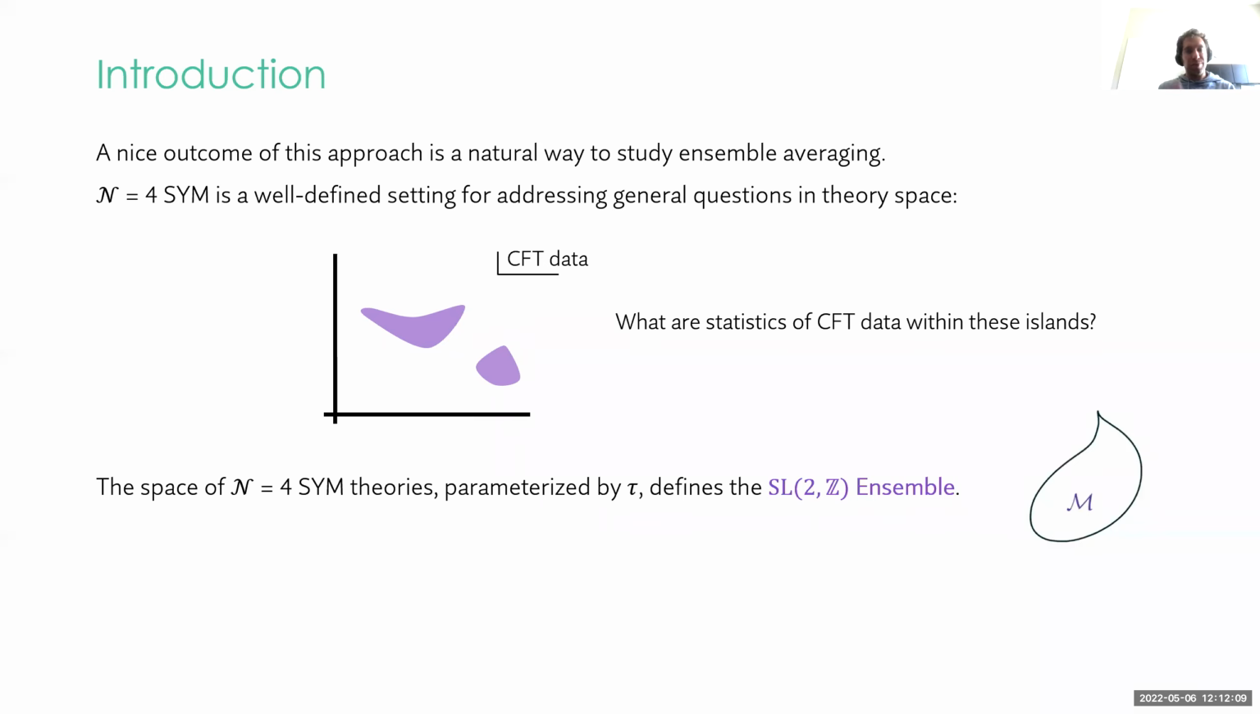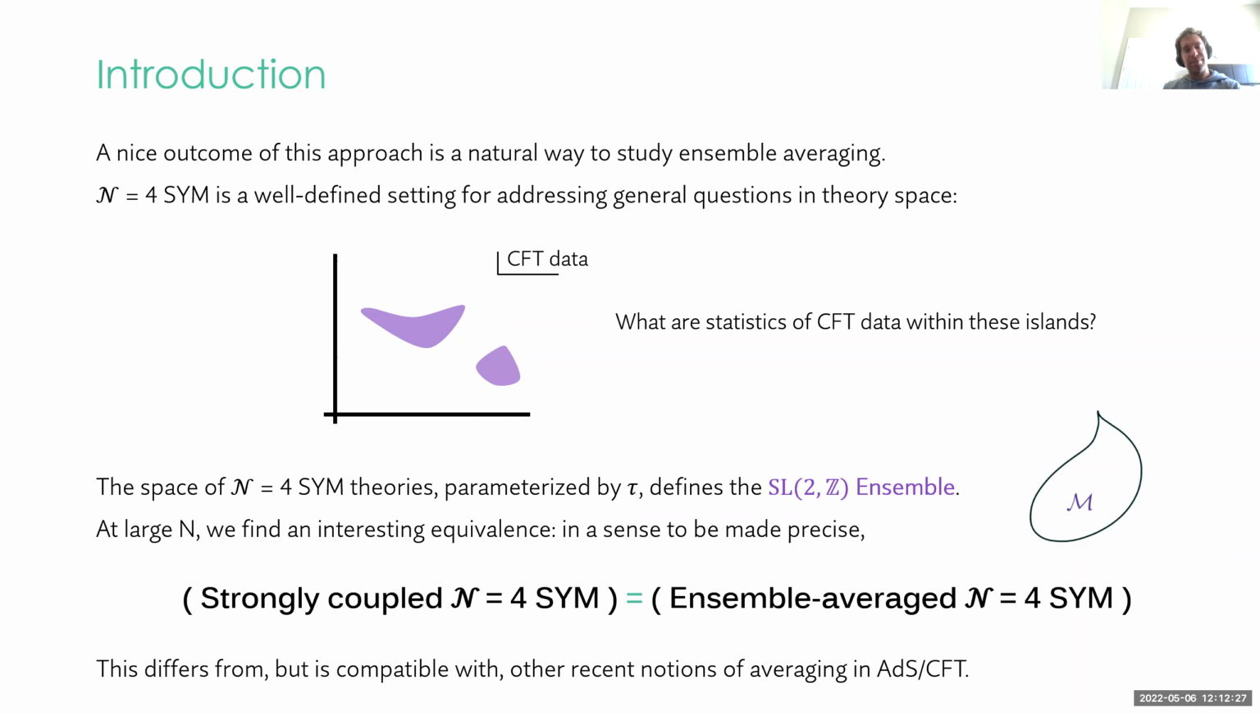So in the context of n=4 Supergravity, we can phrase a version of this question by defining what we call the SL2Z ensemble, which is just a fun way of saying the space of n=4 theories is parameterized by this exactly marginal coupling tau. And so we can ask statistical questions about these OPE data as one varies over the moduli space. One thing that we discovered is that at large n, there's an interesting equivalence that emerges. In a sense, to be made precise, the strongly coupled planar n=4 theory at the level of the observables that I introduced earlier is equivalent to the large n ensemble averaged n=4 theory.